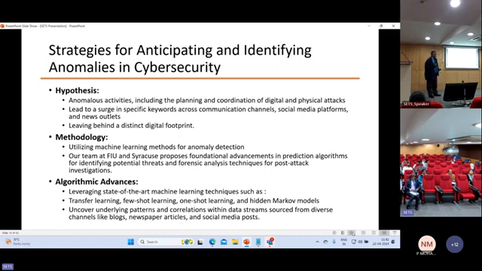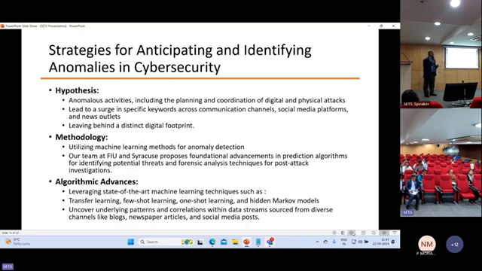Then our team at FIU and Syracuse has proposed some foundational advancements in prediction algorithms. We have been very successful at identifying potential threats and also doing forensic analysis for post-attack investigation. What is unique behind all of this is that we've been able to use some state-of-the-art machine learning techniques, such as transfer learning, okay? Few-shot learning, one-shot learning, and hidden Markov models. These are four important techniques nobody has been able to use as of today.